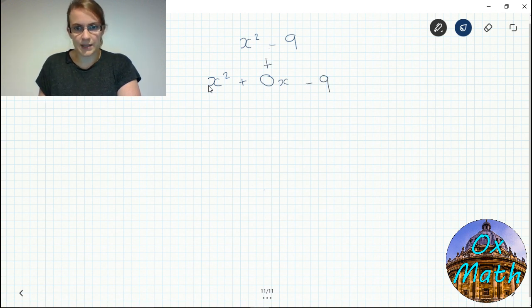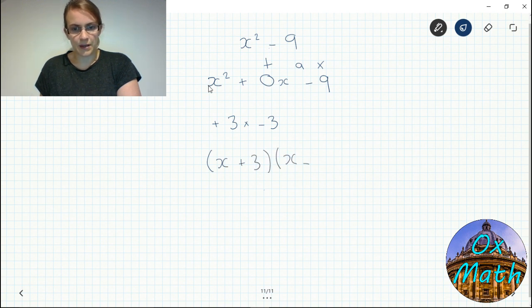Now if we use our TAX method, we know that we need two numbers that are going to add to give us 0, but multiply to give us minus 9. Now because it's minus, we're going to have a positive times a negative, and because they add up to 0, the two numbers have to be the same. Now because 9 is a square number, we know that that's going to be 3 and 3. 3 times minus 3 is minus 9, and when you add them up they cancel out. So x plus 3 times x minus 3.